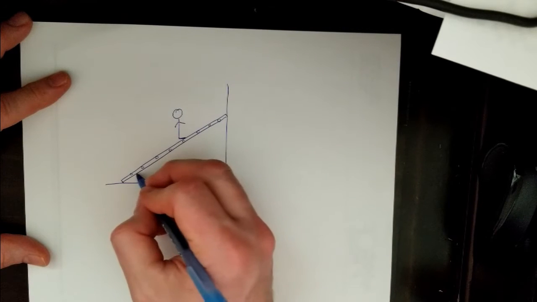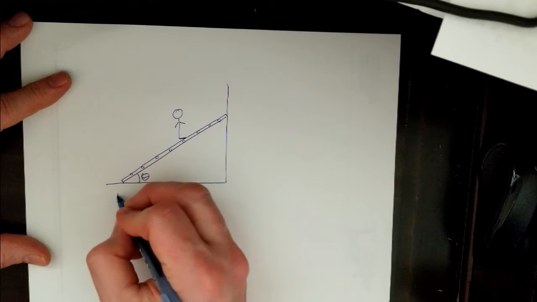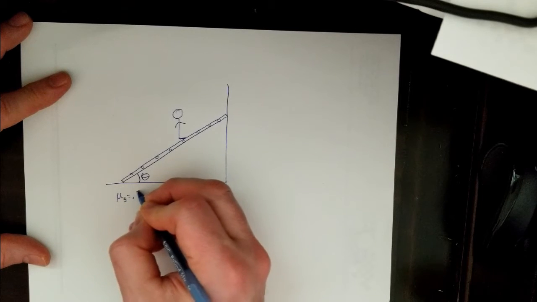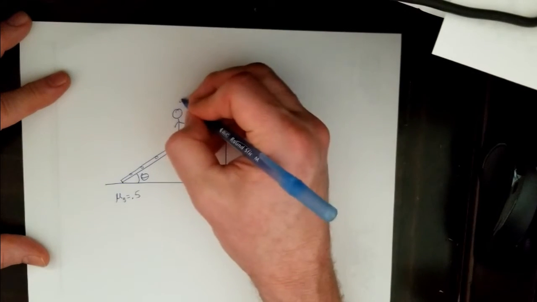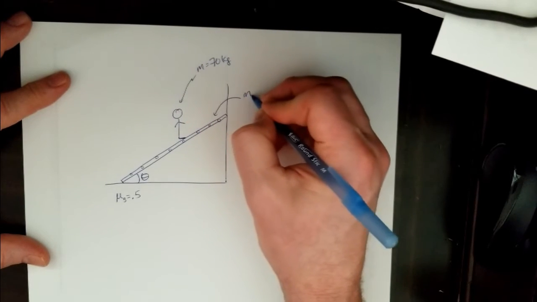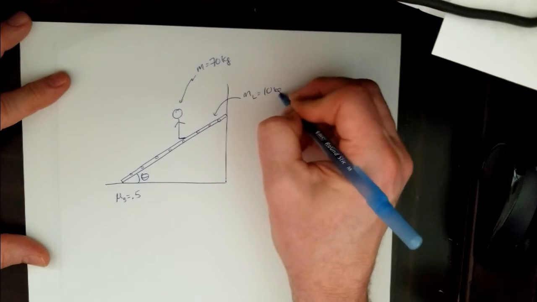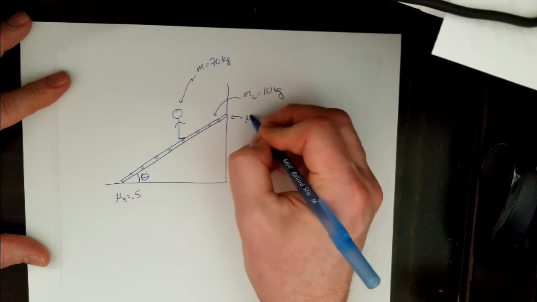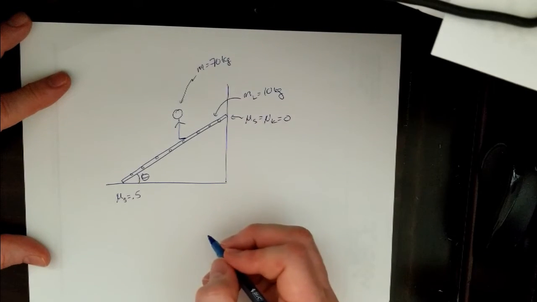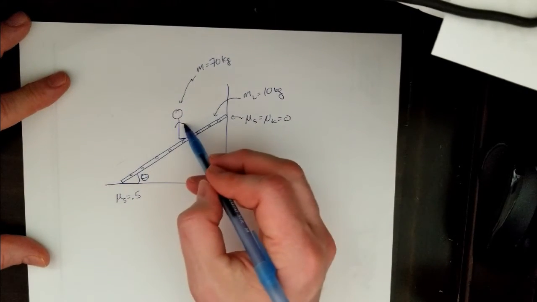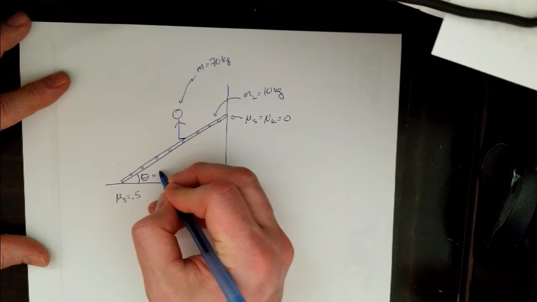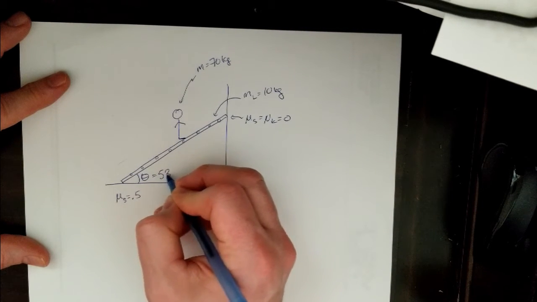Some angle theta here. We have friction down here, so mu sub s is equal to 0.5. Mass of the person is 70 kilograms. Mass of the ladder is 10 kilograms. There is no friction up here. Mu sub s equals mu sub k equals 0 up here. So the question is, how far up the ladder can the person go before the ladder starts to slip? Let's give this an angle of 53 degrees.